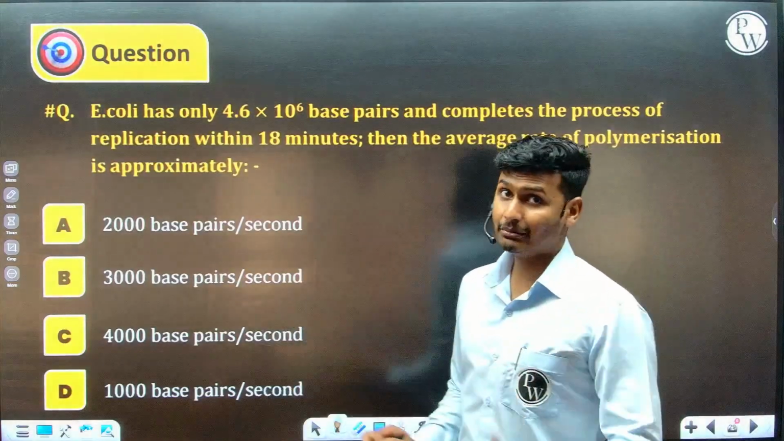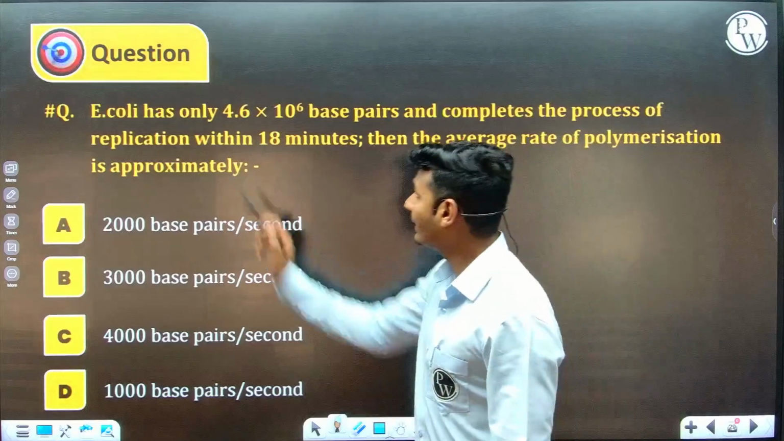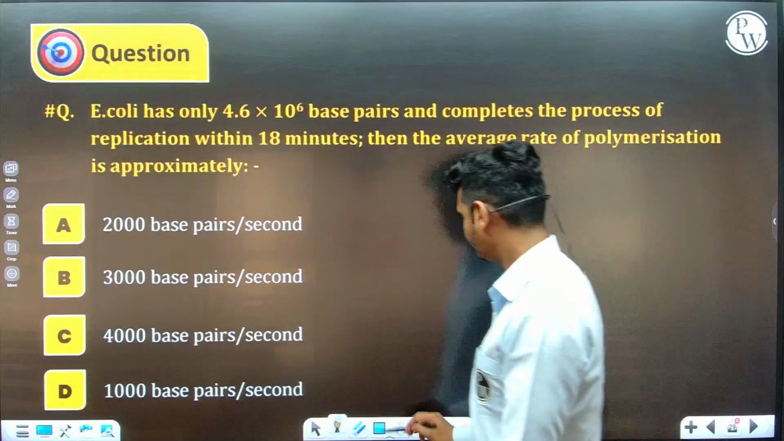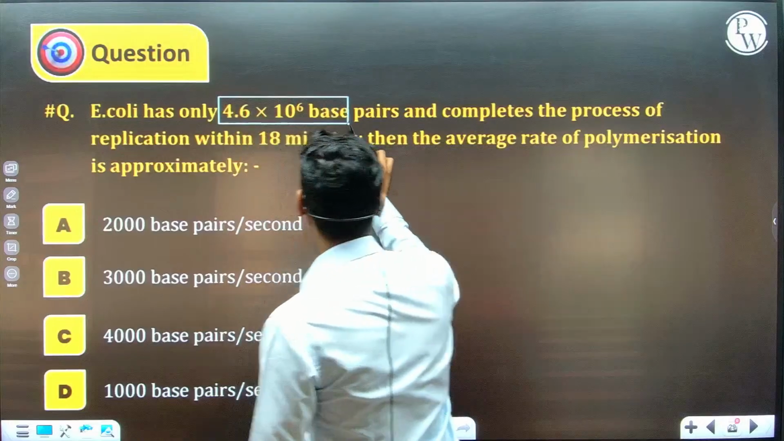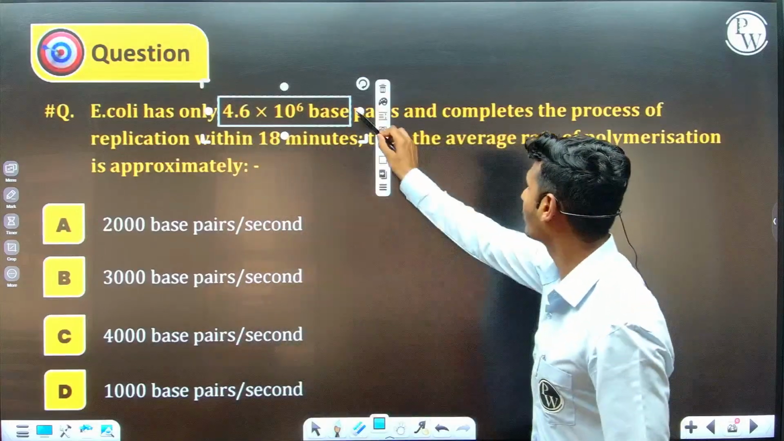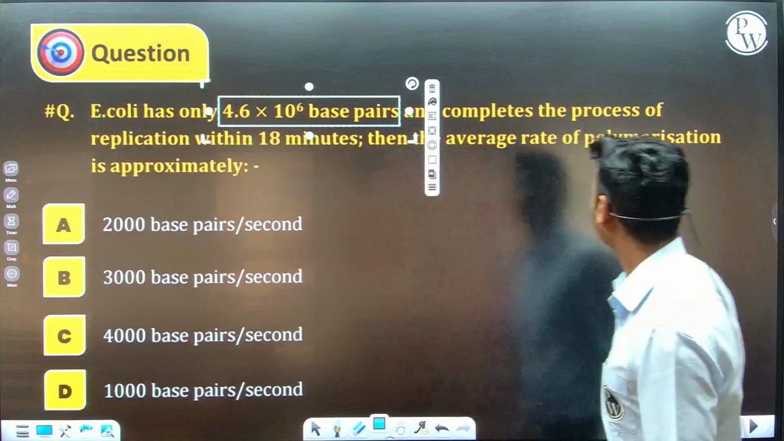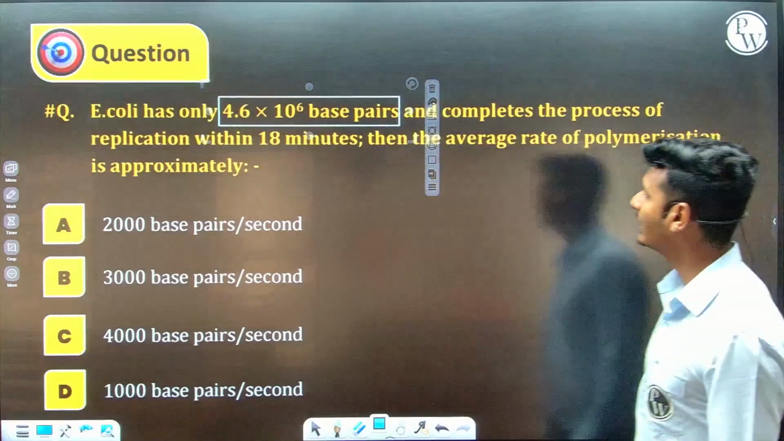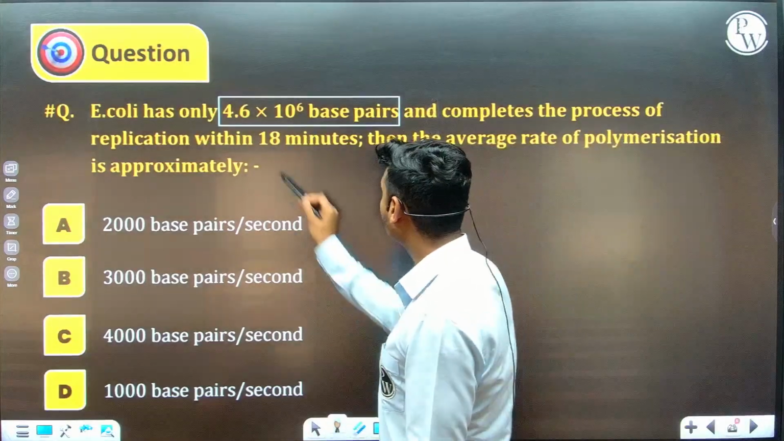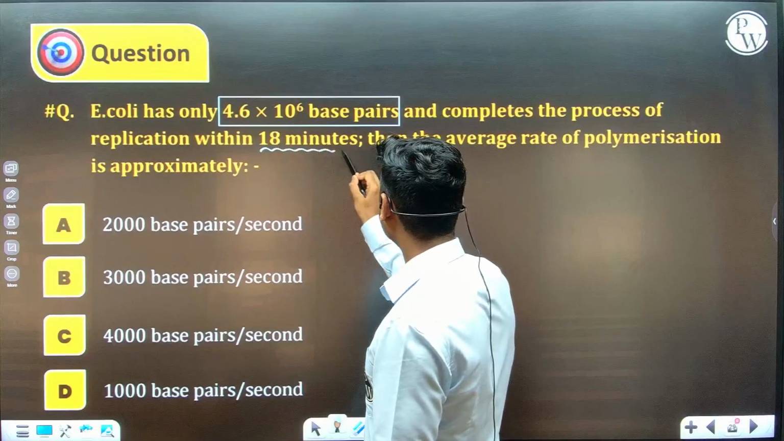This is a calculation-based question. Just look at the question. E. coli bacteria has 4.6 × 10^6 base pairs, and completes the process of replication in 18 minutes.